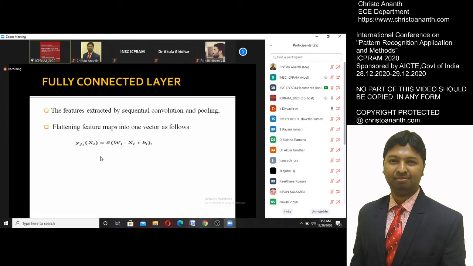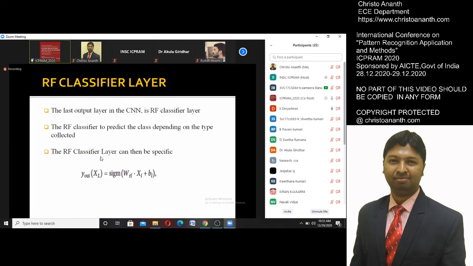Next we'll move to the RF classifier layer. This RF classifier layer predicts classes based on the features collected, and it is the last output layer in the CNN.